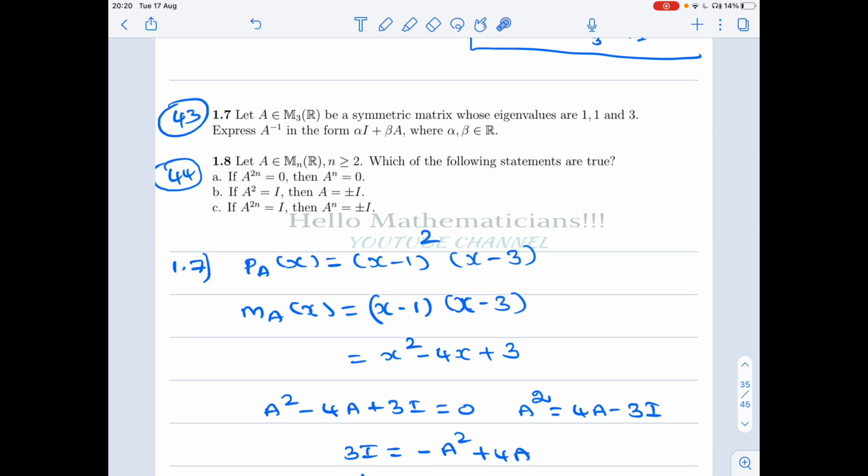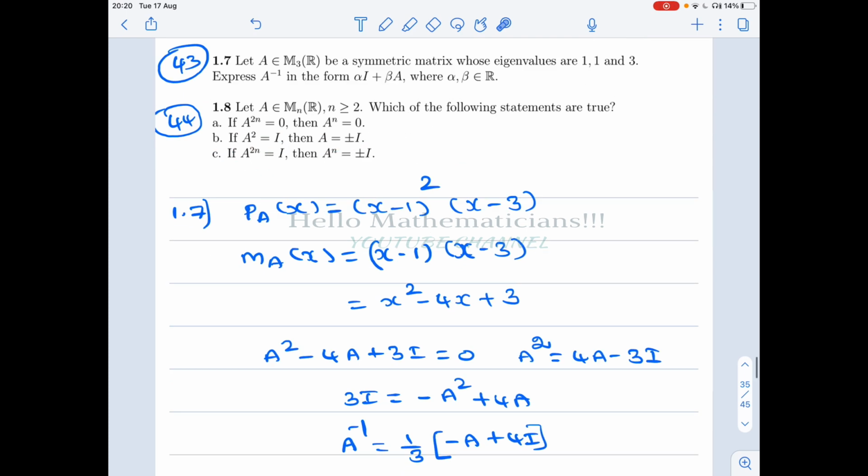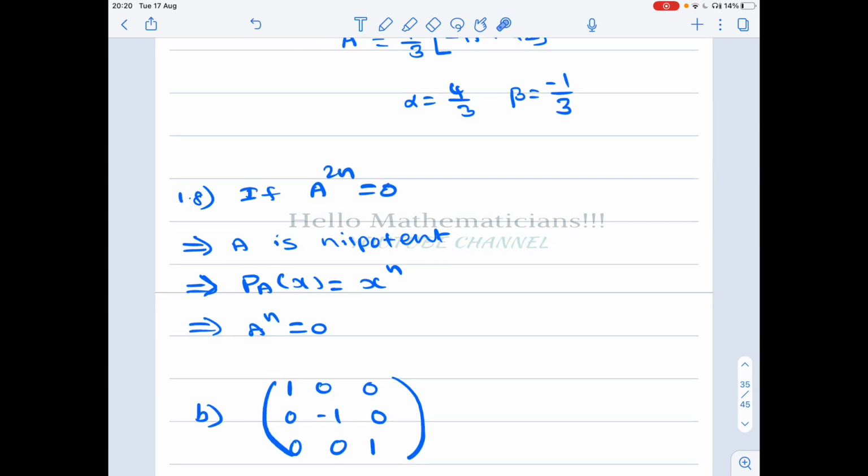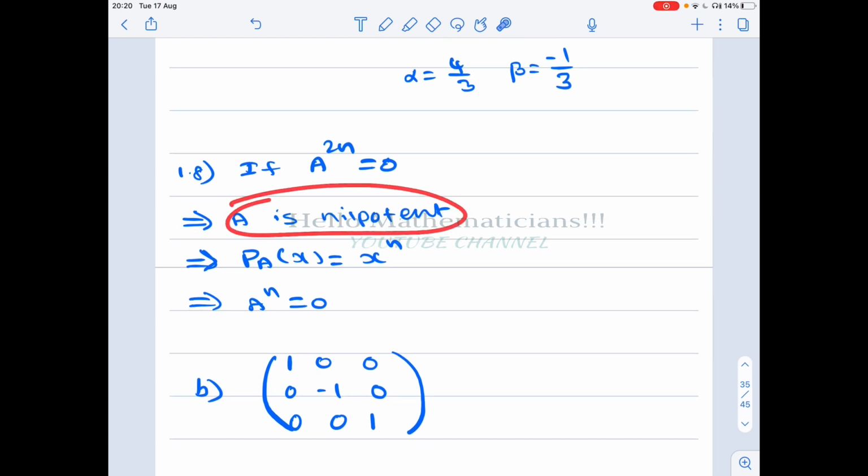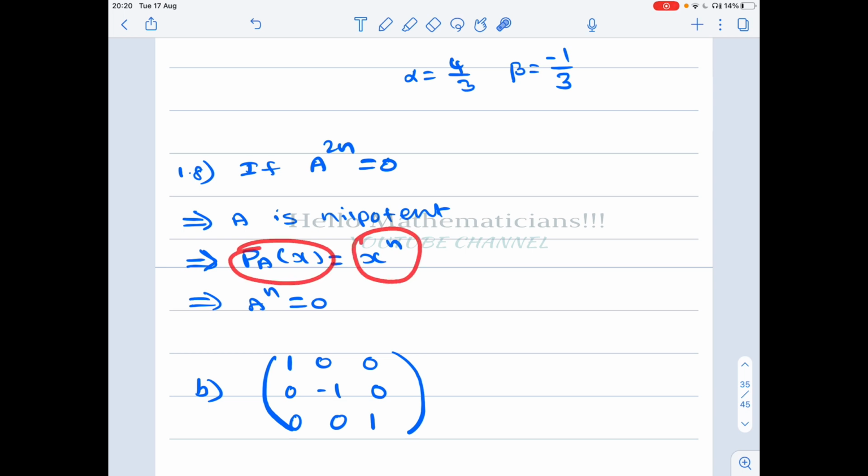Okay, let's do 1.8. Let A belong to M_n(R). Which of the following statements are true? If A power 2n equal to 0, then A power n is equal to 0. Let's see. If A power 2n is 0, that means it is an n by n nilpotent matrix. Every n by n nilpotent matrix has all its eigenvalues 0. Therefore, its characteristic polynomial is x power n. Again, by the Cayley-Hamilton theorem, every matrix satisfies its characteristic polynomial. So we get A power n equal to 0.